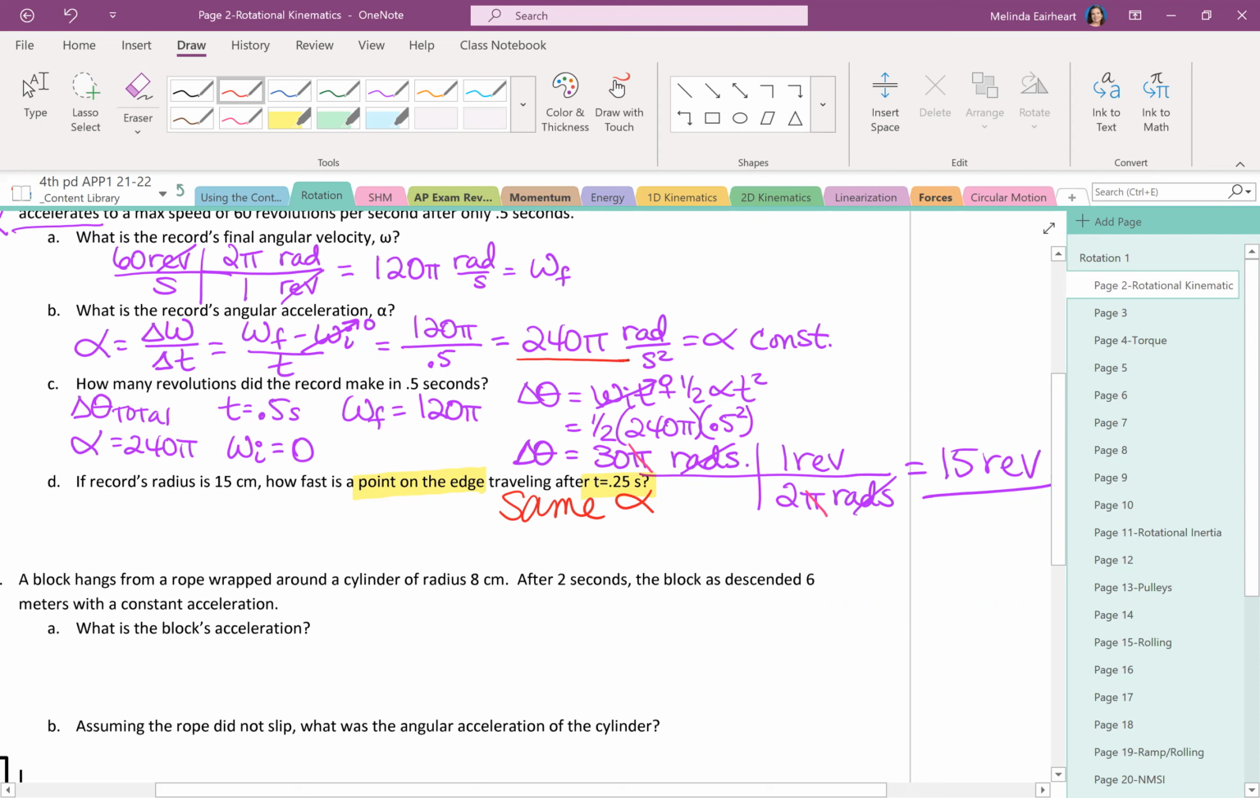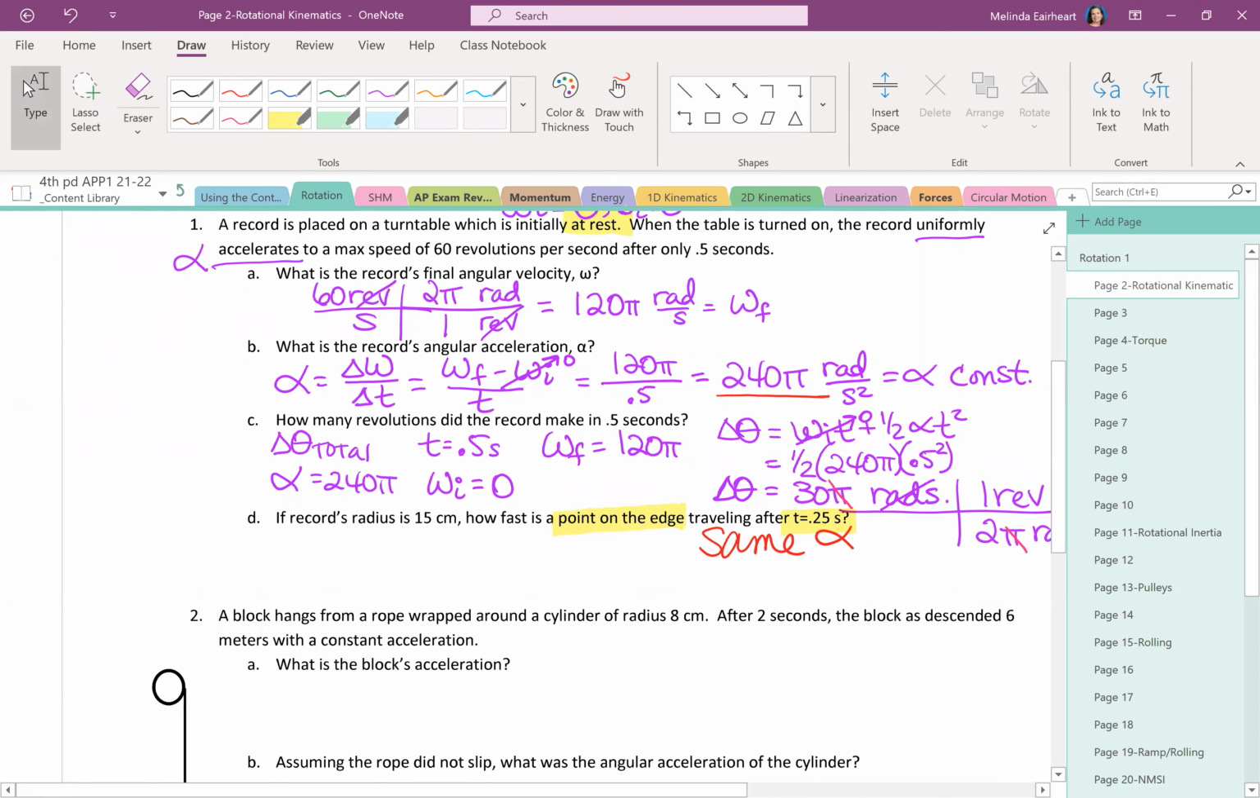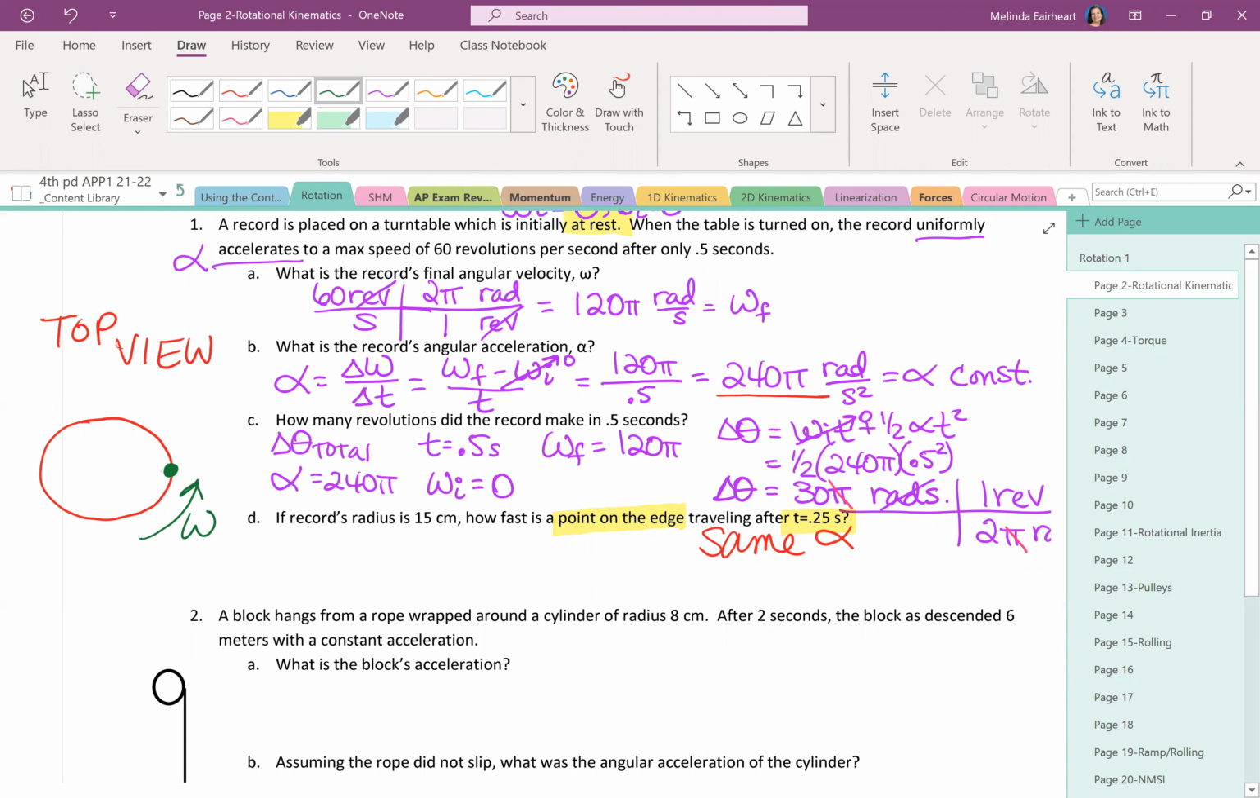How fast is a point on the edge? Maybe a visual would help. I talked about following my shoulder, but here, what if we look at a top view of this rotating record and we look at just one point, okay? Once it gets going, there's an angular velocity, there's an alpha, an angular acceleration, right? And so at this 0.25 seconds, we have an omega quantity. We don't know what it is yet, but we have it.